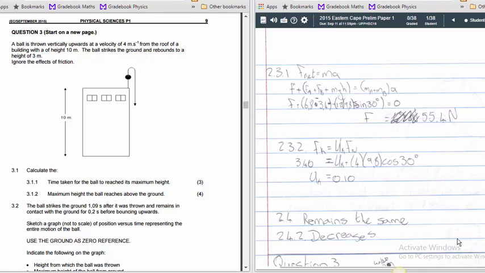Okay, now we get to question 3. Question 3 looks like it's the projectile motion question. Projectile motion, and this is usually the standard format for physics exams.